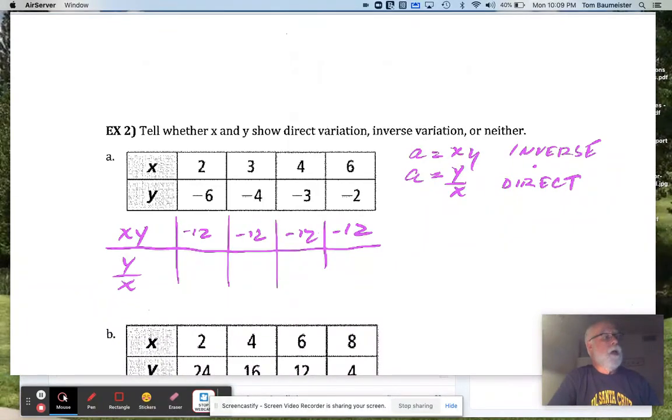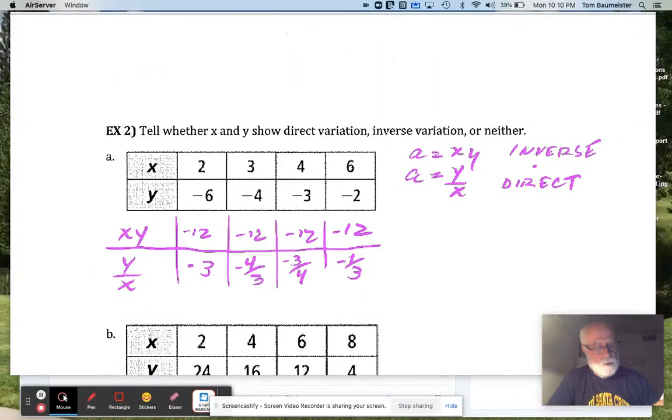All right, so now let's just look at it real quick for y over x. That would be negative 6 divided by 2. Well, that gives us negative 3. Negative 4 divided by 3 would be negative 4/3. Negative 3 divided by 4, let's just keep it as a fraction. And then negative 2 divided by 6, well, that one we know we can reduce to negative 1/3.